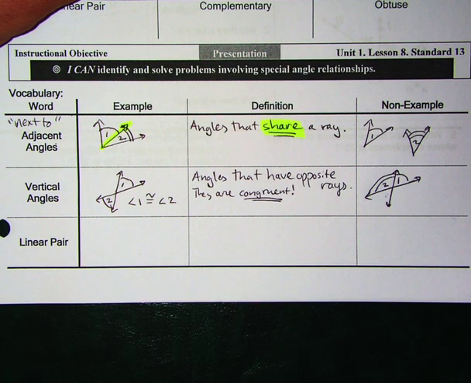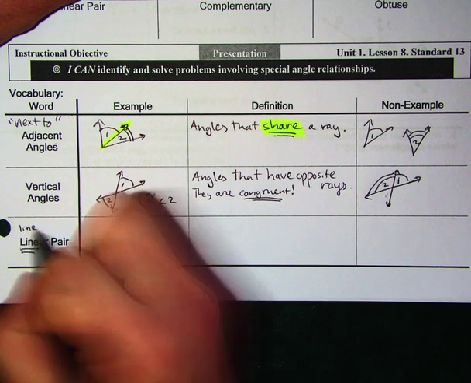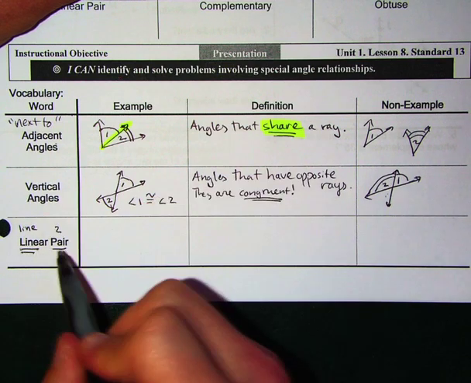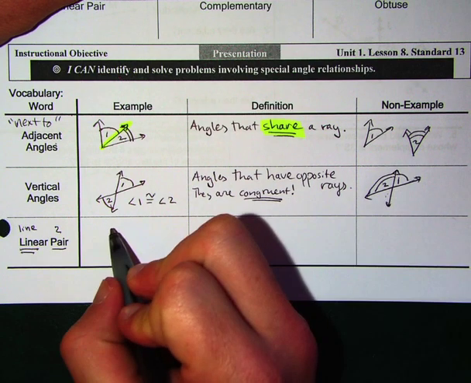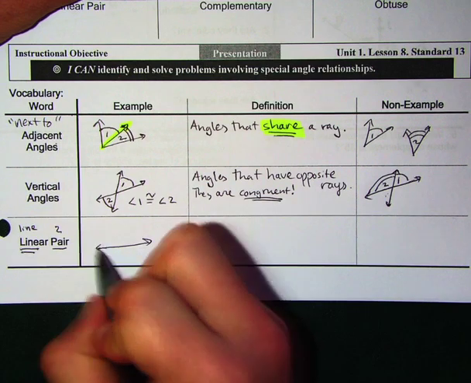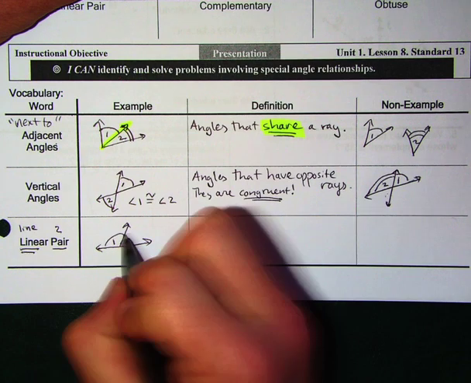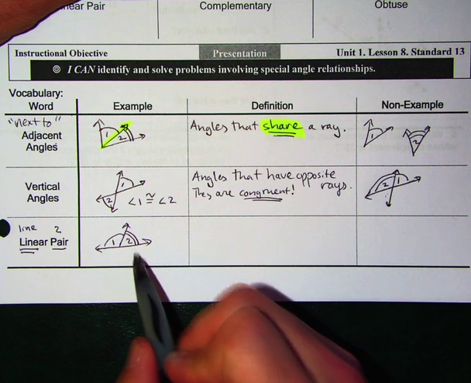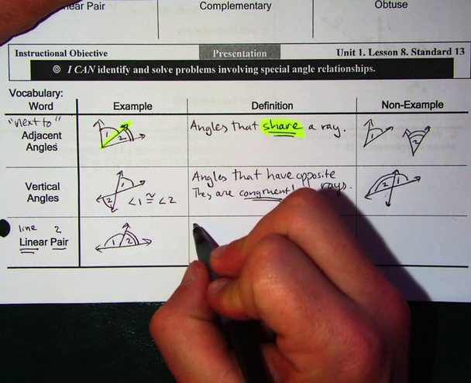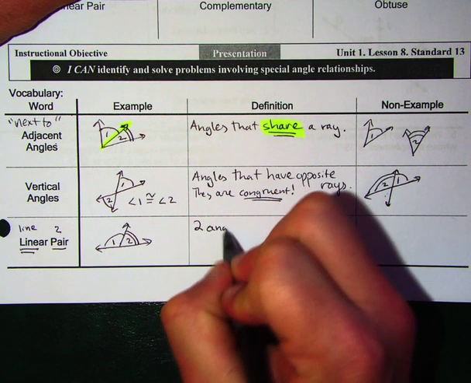Now a linear pair, if we break this down, you see the word line in there. And pair, you know, is 2. So it's going to be two angles that make a line. So a linear pair would look just like we saw over here. If I say angle 1 and angle 2, they might not be congruent, but together there are two really important things about them.